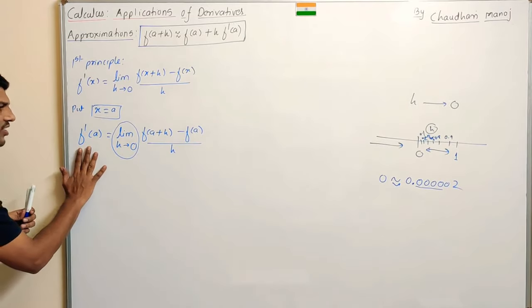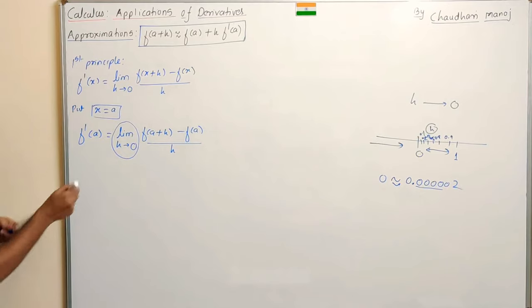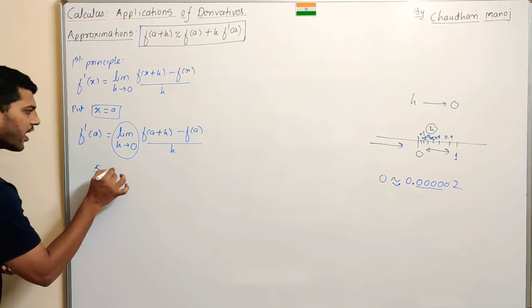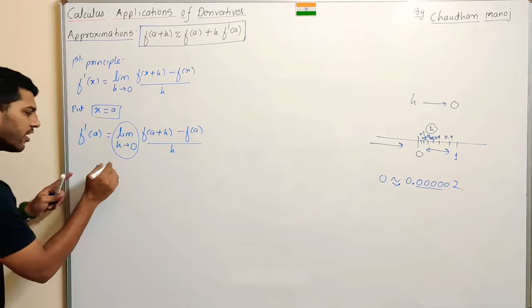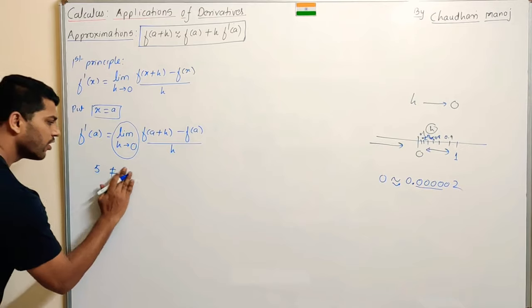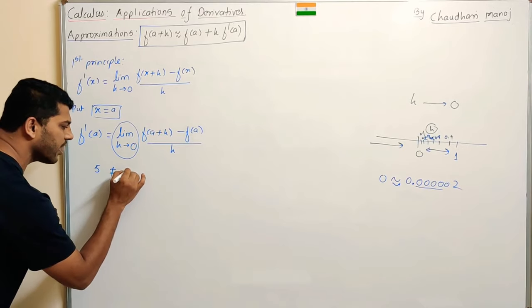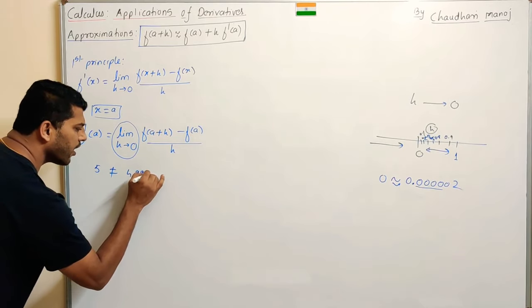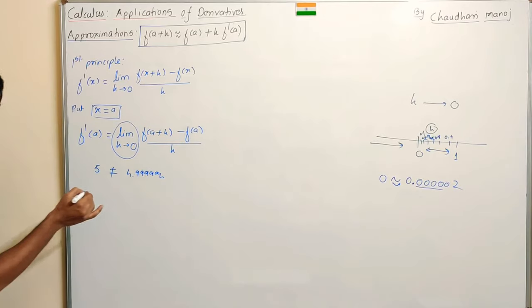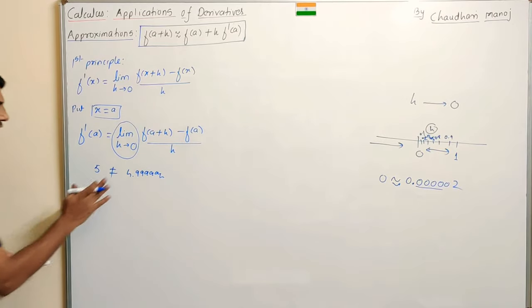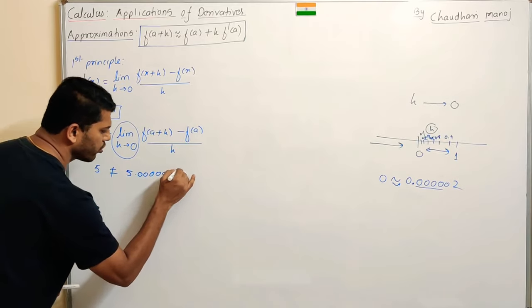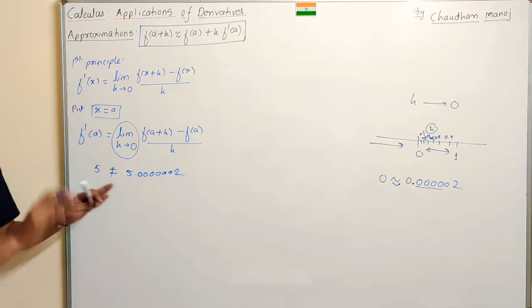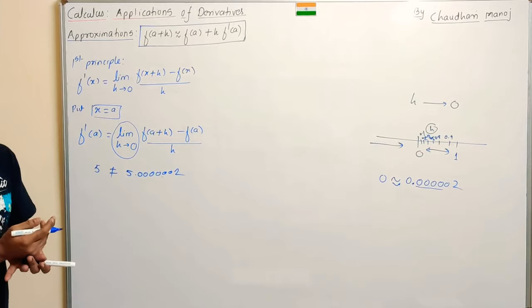If this is the LHS and this is the RHS, and let's say this value is 5, so friends, this value is not equal to 5, but it is very close to 5. That is the meaning of this symbol. So it's very close to 5, meaning it's like 4.9999999. So it's very close to 5. So we can even say this is like 5.00000002. So this is not equal to 5, but it is very close to 5.